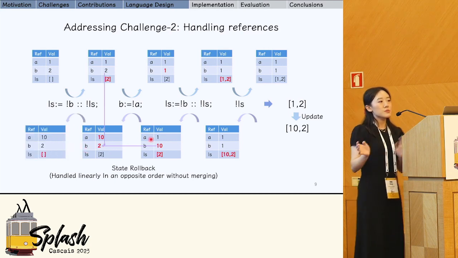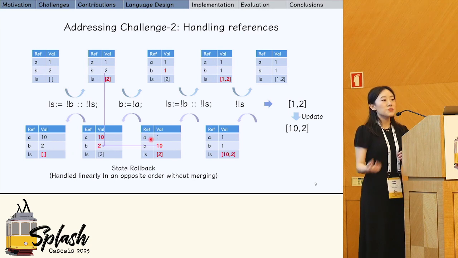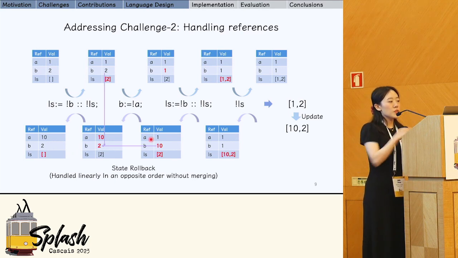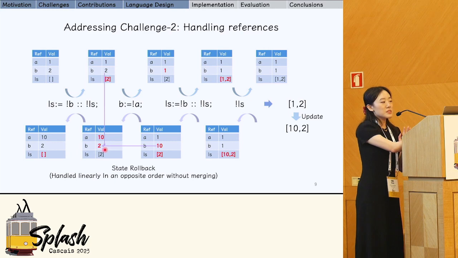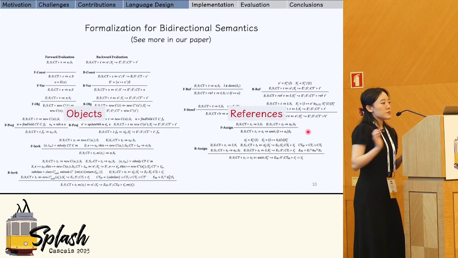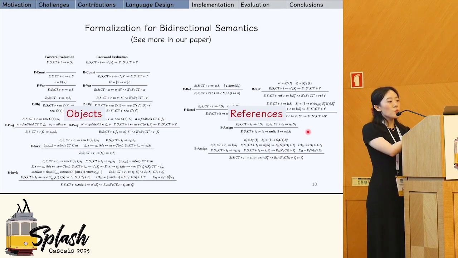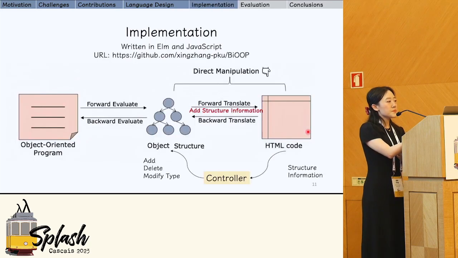So to sum up, the important trick is to roll back reference values when we're encountering assignments. For example, if we don't roll back B's value from 10 to 2, which means in the initial state B is still 10, then we will output a list of 10, 10 instead of 10, 2. Okay? So these are the formalisms. You can read our paper for a more detailed explanation.